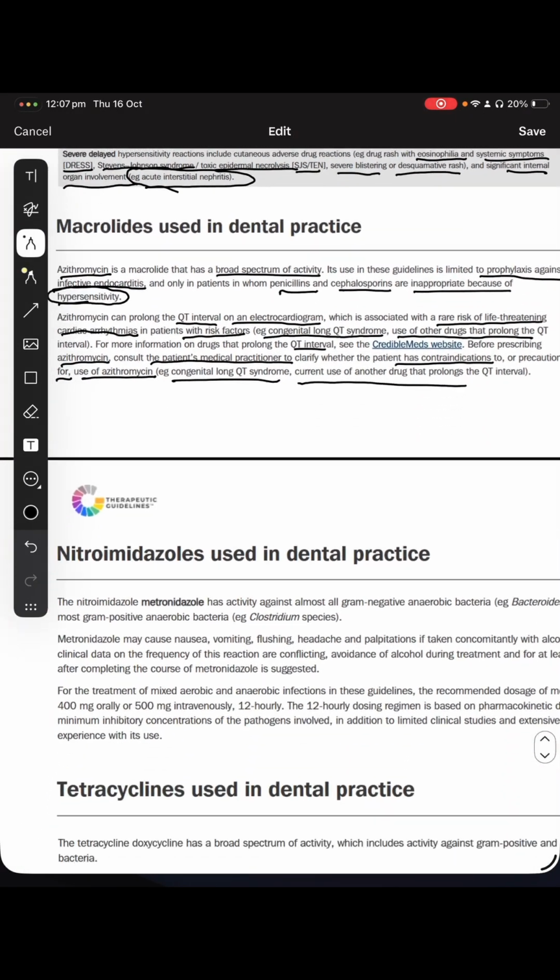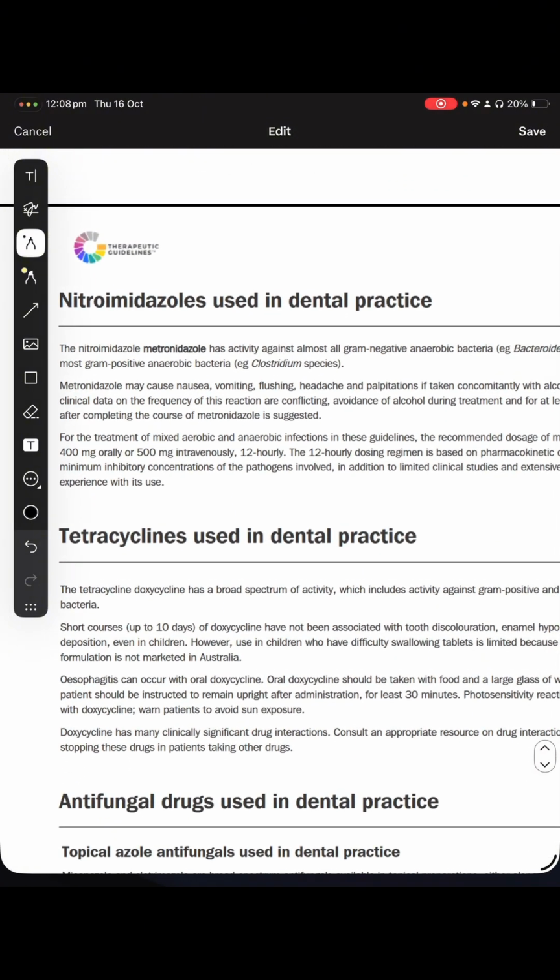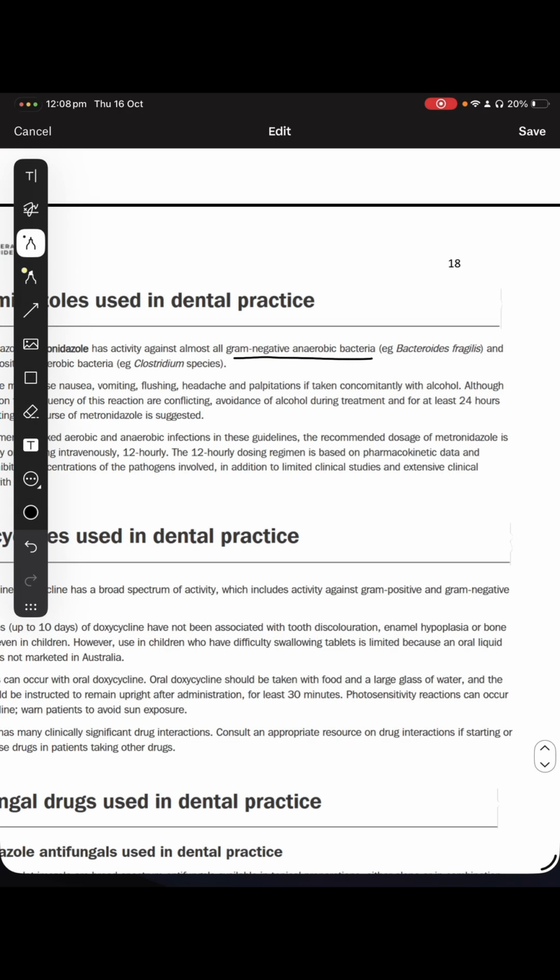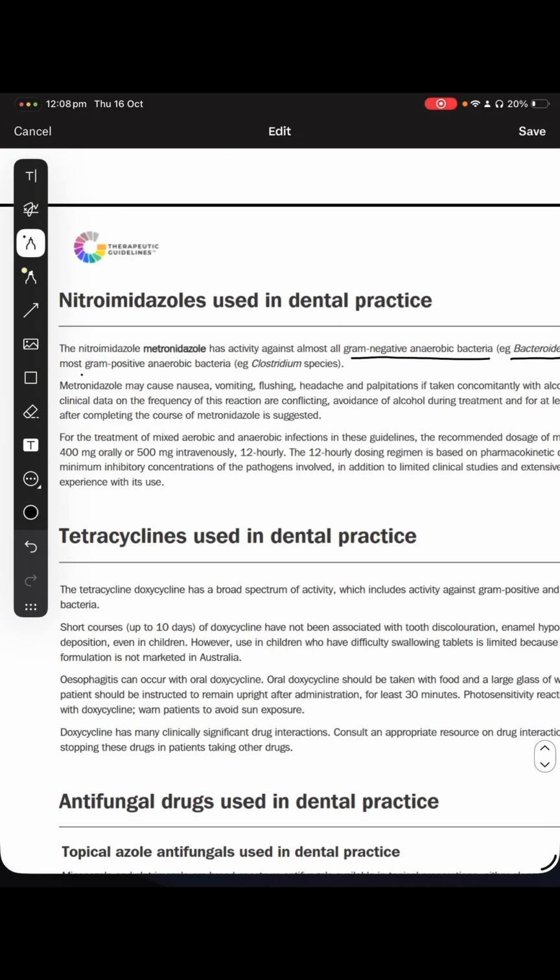Nitroimidazoles used in dental practice. Now, the nitroimidazoles include metronidazole. They have activity against all gram-negative anaerobic bacteria, for example, Bacteroides fragilis, and most gram-positive anaerobic bacteria, for example, Clostridium species. So metronidazole has activity against almost all gram-negative anaerobic and most gram-positive anaerobic bacteria.